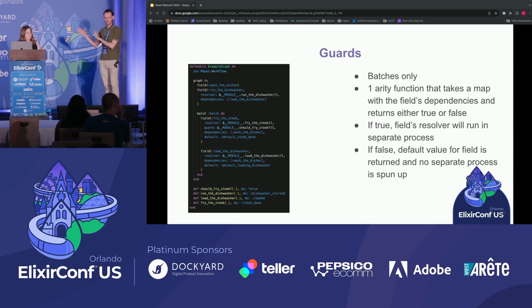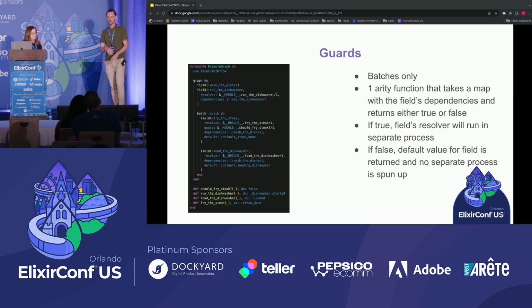So for us, guards work only on batches. You can define a one-arity function. It takes in your dependency map, and if you return true, we will spin up an extra task and then run whatever that resolver is supposed to do. If it returns false, we just skip that altogether and return some default value.